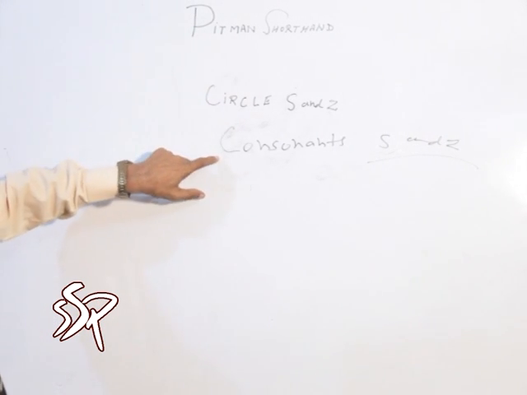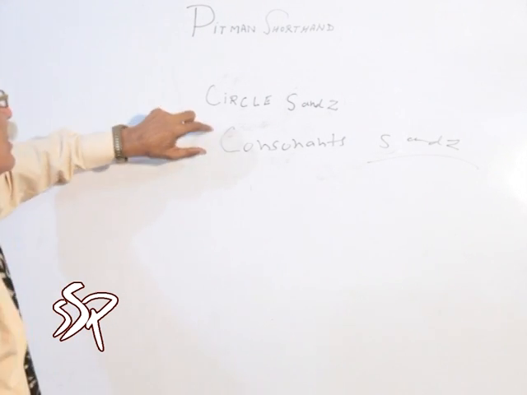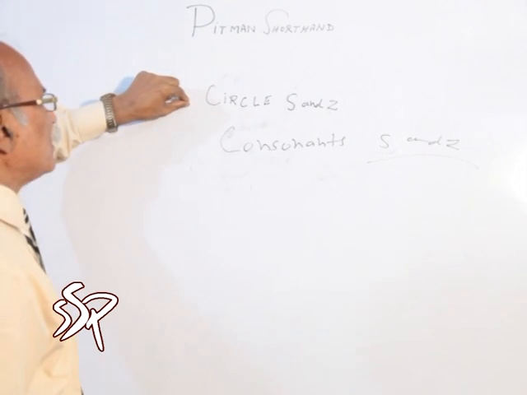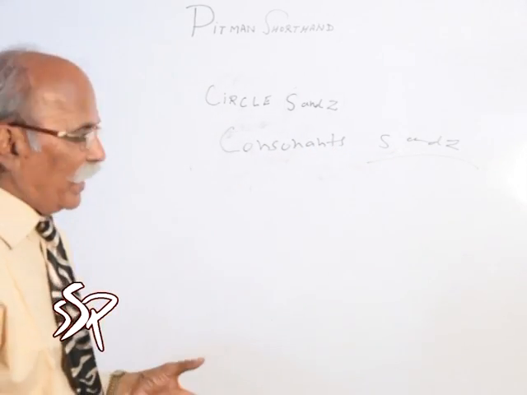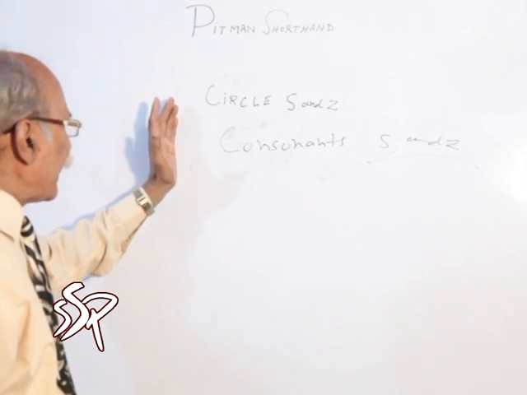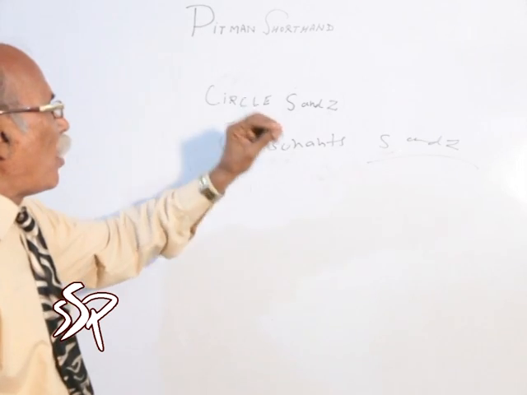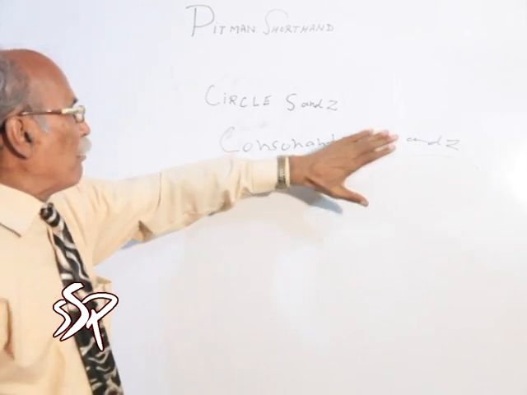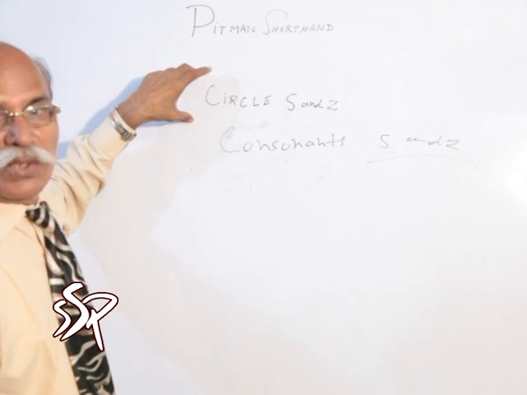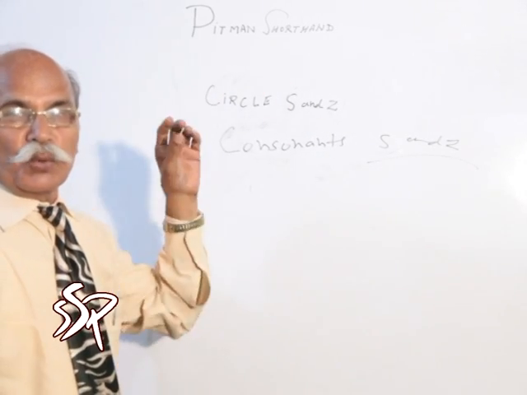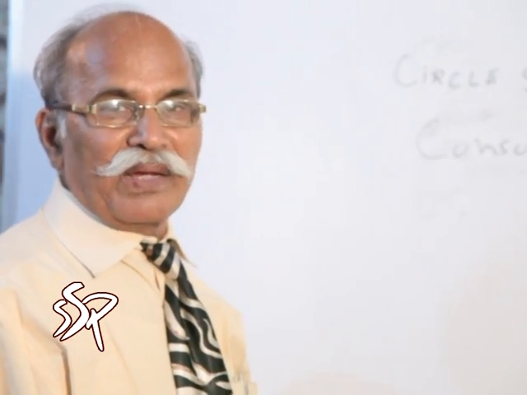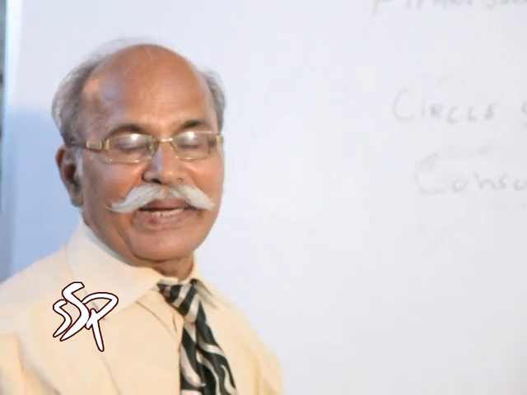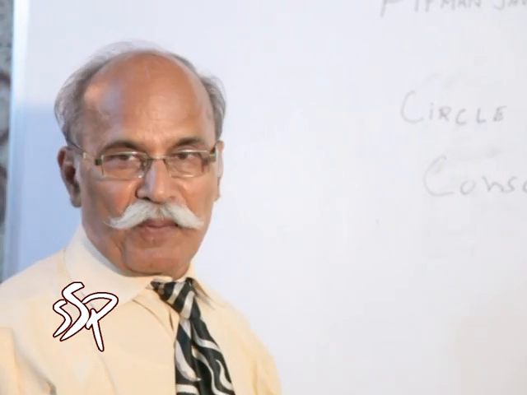Here is the circle, here are the consonants. When the circle is used, it is governed by the vowels only; it is made on the basis of the vowel designated before. So I have completed two subjects in one topic. I think S and Z, circle and consonants, will be clear to you from my points. So thanks.